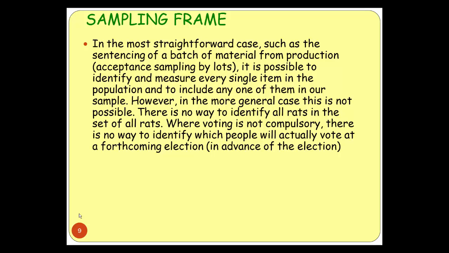So again, your sampling frame has the property that we can identify every single element and include in our sample. The sampling frame must be representative of the overall population. And it's possible to identify and measure every single item in the population and to include any of them in our sample. However, more than likely, this is not going to be possible. So again, we do the best we can to still represent the overall population.